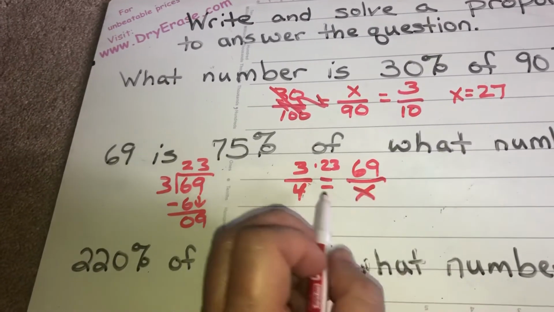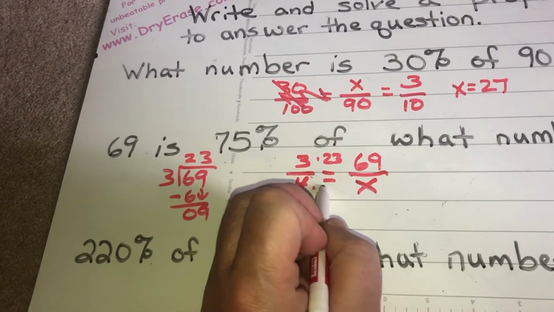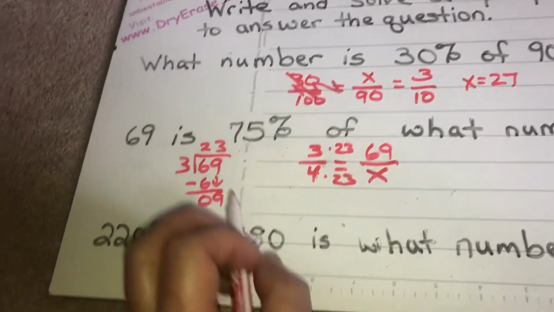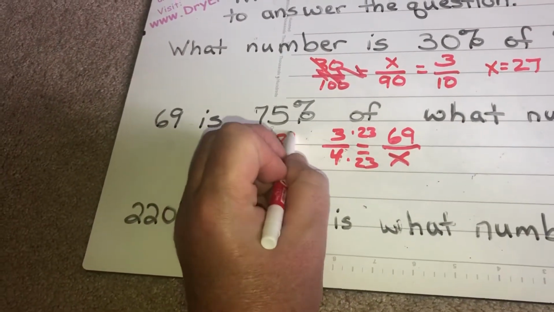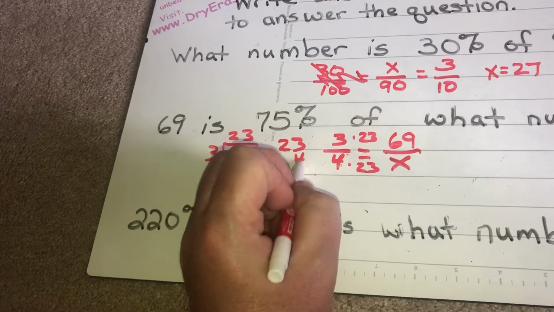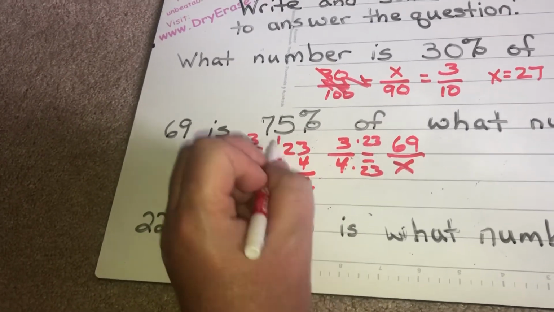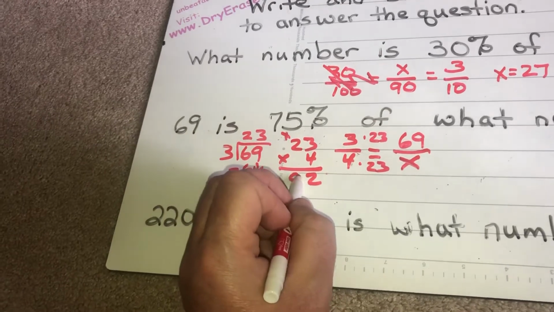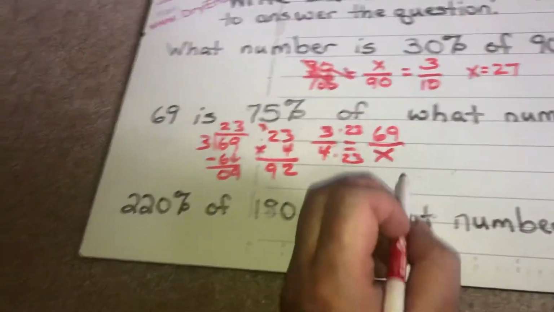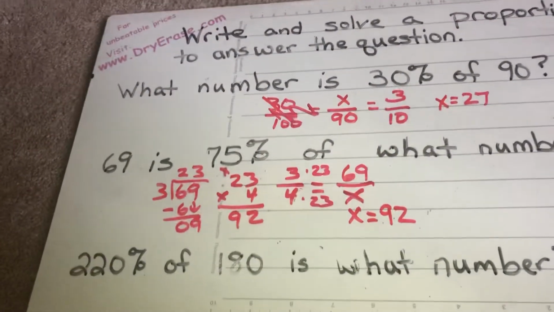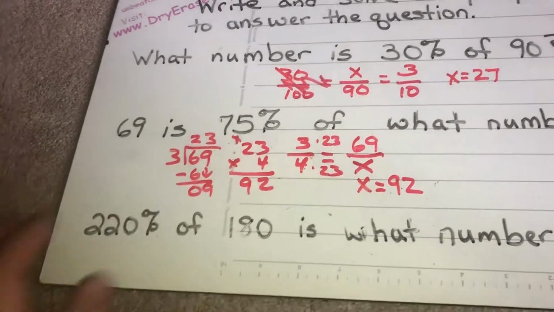Well, if I did 3 times 23 to get 69, I have to do 4 times 23 to get that number there. So I come over here, I do 23 times 4. 4 times 3 is 12. Put the 2 down, carry the 1. 4 times 2 is 8, plus 1 is 9. I find that x equals 92 is my final answer. Not too bad.